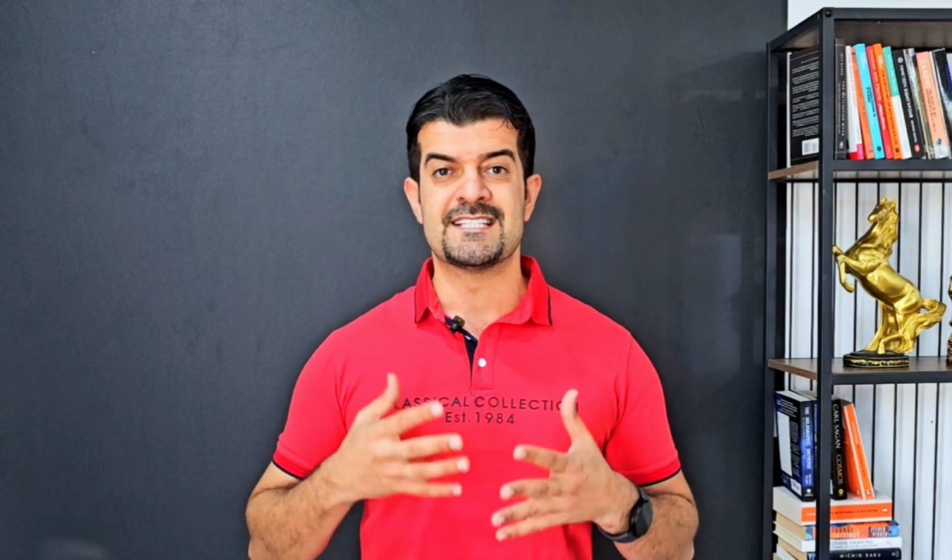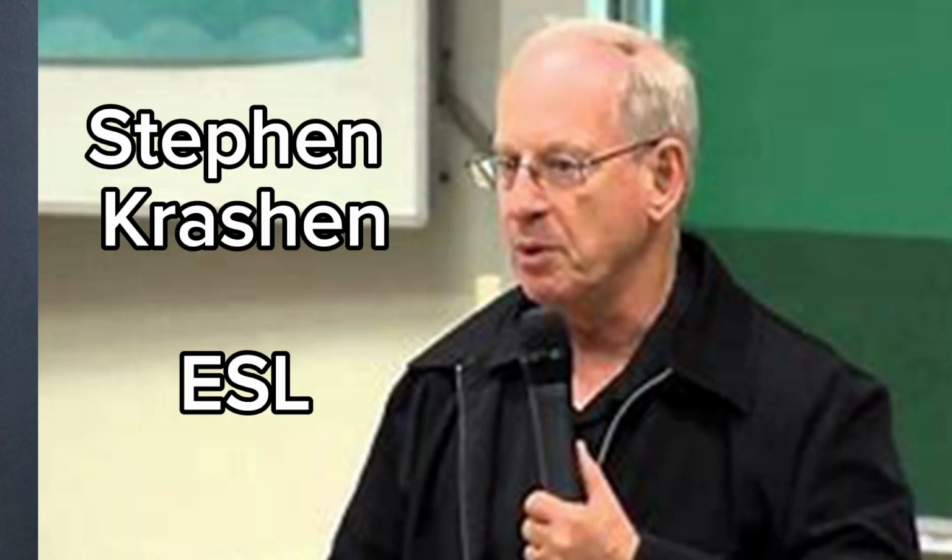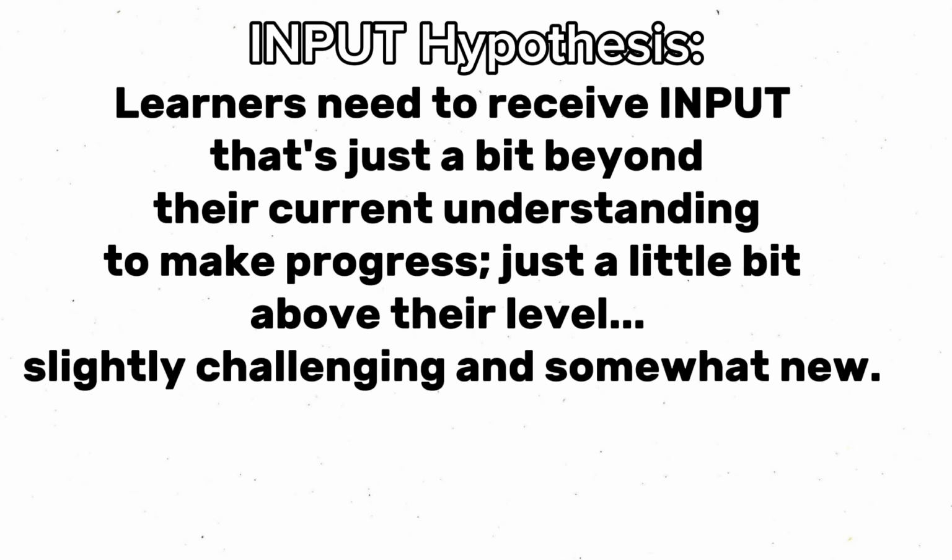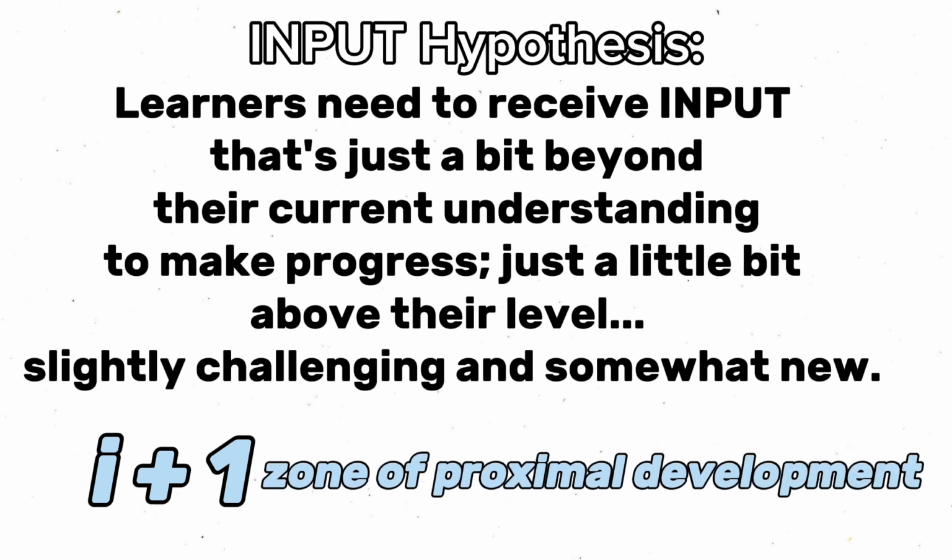In this regard, Stephen Krashen, an ESL theorist, has a similar idea called the input hypothesis. It says that learners need to receive input that's just a bit beyond their current understanding to make progress, just a little bit above their level, slightly challenging and somewhat new. He calls it I+1, meaning input plus new information. This is exactly the zone of proximal development.